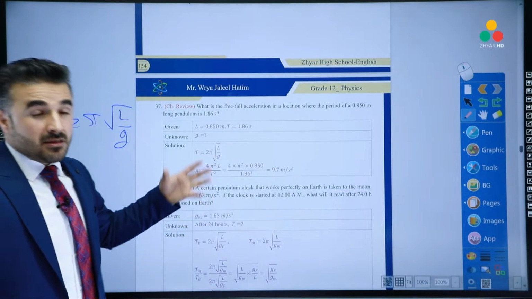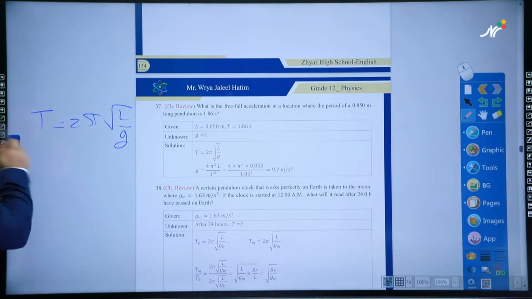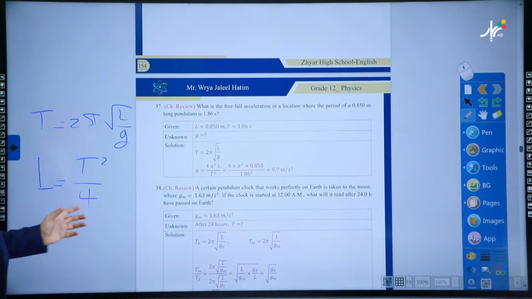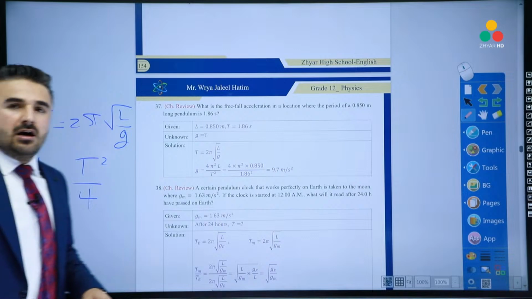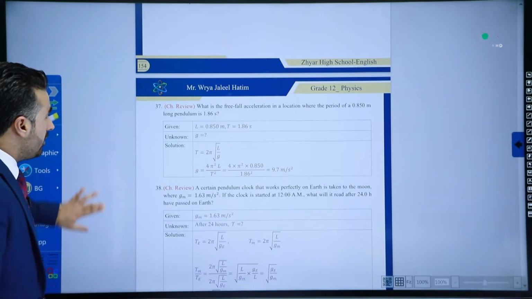If the length is required, we can say that length equals T squared over 4 pi squared times g. You can use this equation to find the length of the pendulum in case the length was required. Okay, now we'll continue with this.